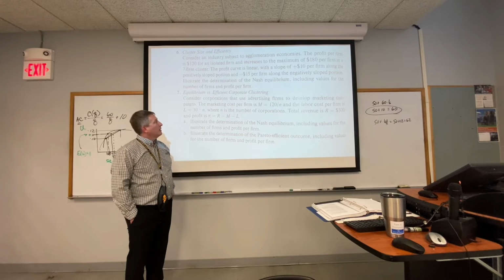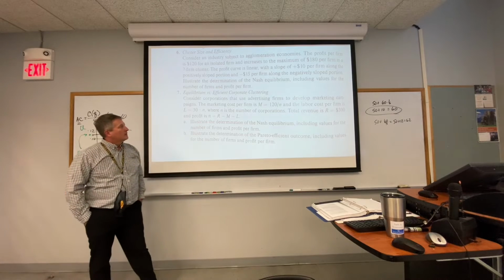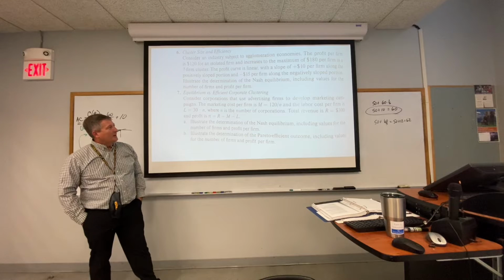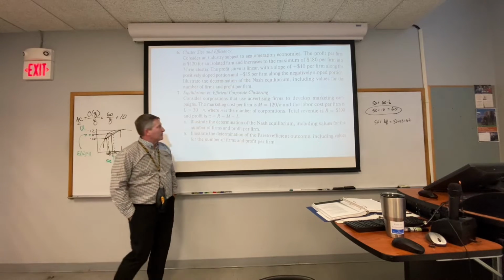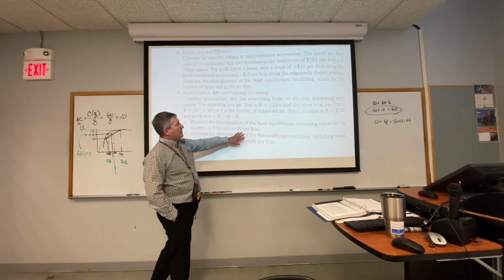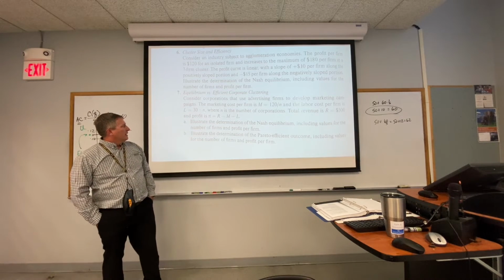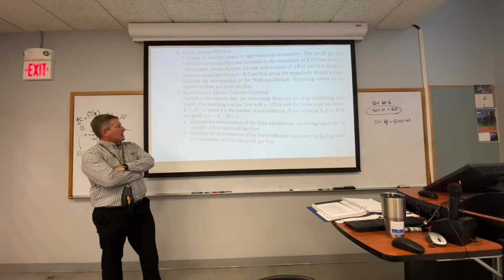And then that's pretty much where I got lost. Okay. That was right after that. Fair enough. So including the values for the number of firms and profit per firm. You got the profit per firm though? Yeah, the 150. Okay. So that pretty much answered A though.